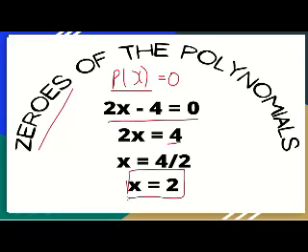Like this, you will get a problem to solve for x. If they have given you zero of the polynomial, what is the condition you have to consider? P of x, whatever the polynomial they have given, that is equal to what? 0. That is called zero of the polynomial.